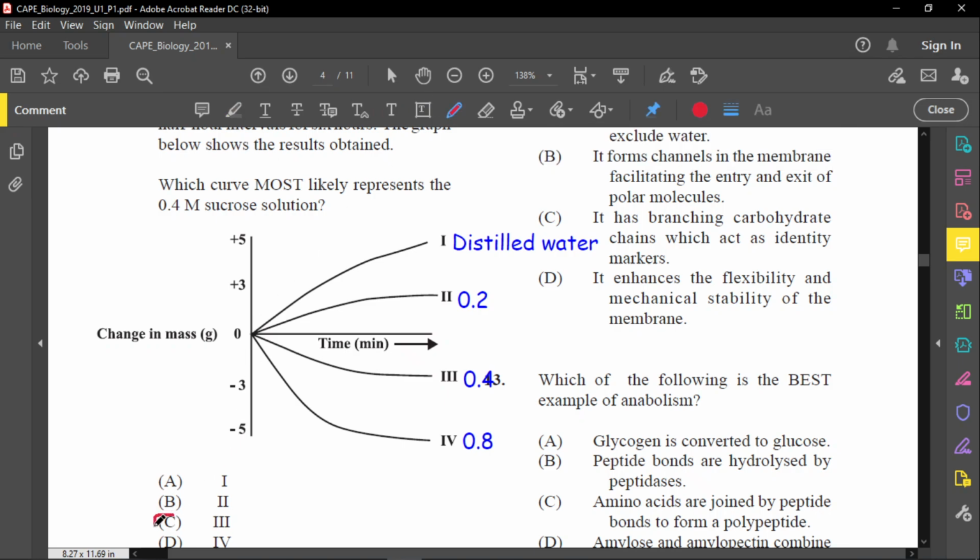Yep. Let me point out something real quick. Let's say this question asks you what molarity or sugar concentration could be an isotonic solution, which means it'll fall somewhere right here, right?